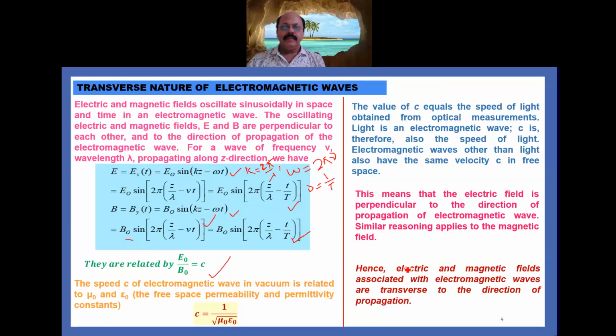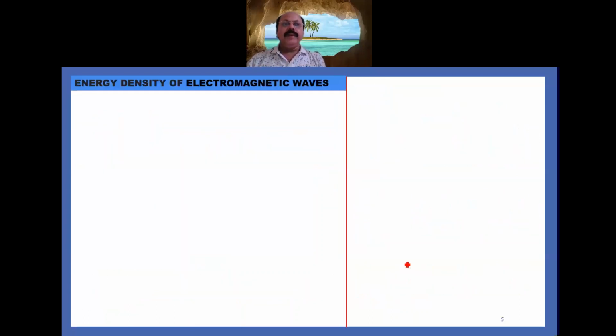Now, next topic, energy density of electromagnetic waves. As you have already studied energy density in the first unit, in the case of the capacitor for the electric field, the energy density u equals half epsilon naught E square. Here, in place of E we have to use E rms square. Similarly, in the case of the magnetic field, the energy density is 1 by 2 B rms square upon mu naught.